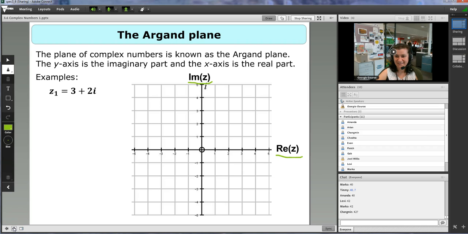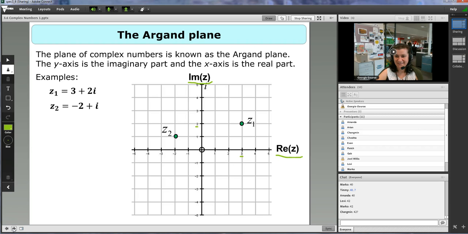Z1 is equal to 3 plus 2i. So in this animation we'll see where these go. This is 3 units in the real and 2 units in the imaginary direction. So that's where Z1 is. 3 units in the real, 2 in the imaginary. Okay, Z2, here's another one, -2 plus i. So this is -2, that's in the second quadrant, right there.